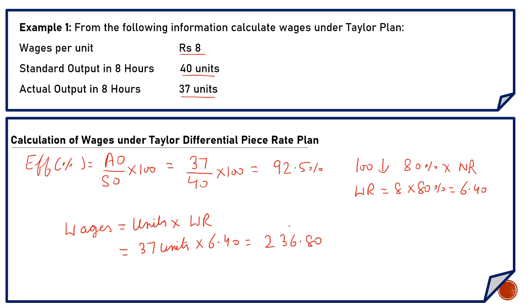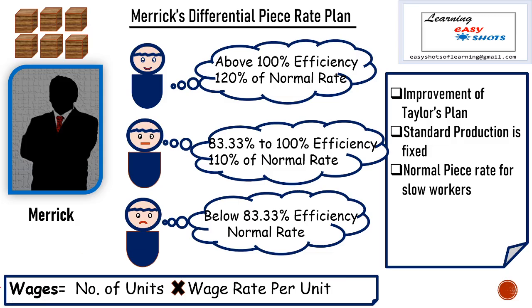Now our next plan is Merrick differential piece rate plan. According to this, it is an improvement over Taylor differential piece rate plan. Merrick does not penalize the workers. According to him, if the efficiency of the worker is less, then at least they are given minimum normal piece rate or guarantee wages to each worker.